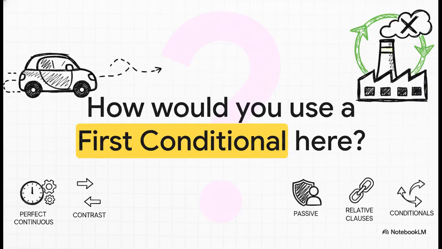So now it is your turn to apply this glow-up formula. Think about this. If scientists predict computers will soon drive our cars, how would you connect that condition to the result of reduced pollution? Take the 5 tools we unpacked today: the perfect continuous, contrast, the passive voice, relative clauses, and conditionals, and test them out. What will your very first Band 8.0 sentence look like?